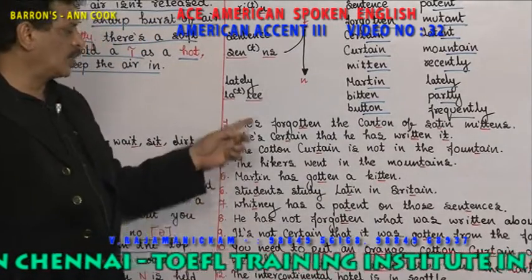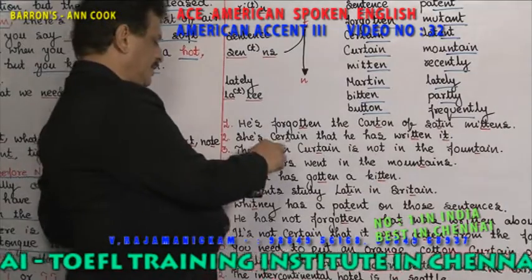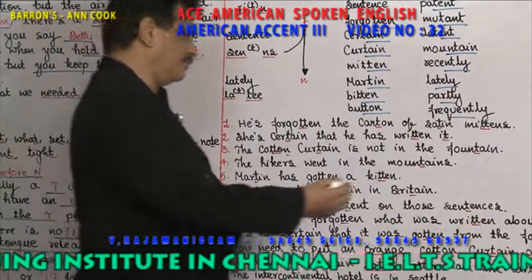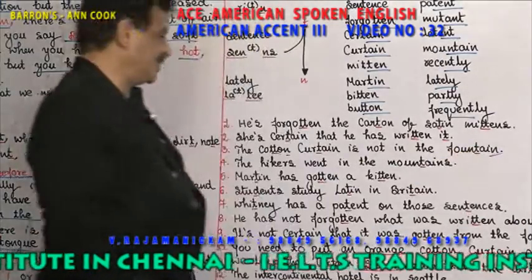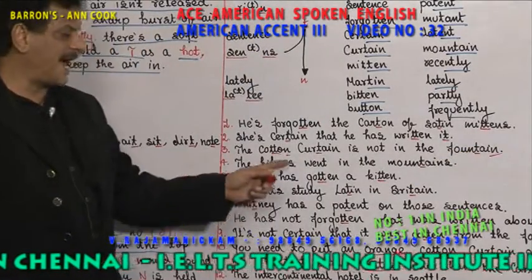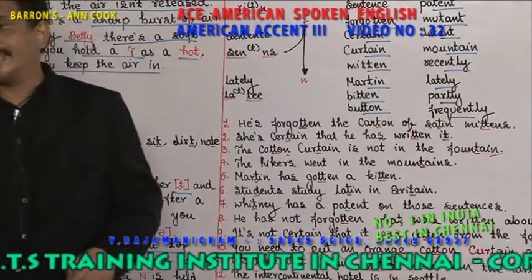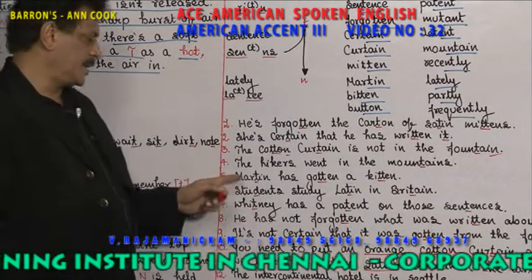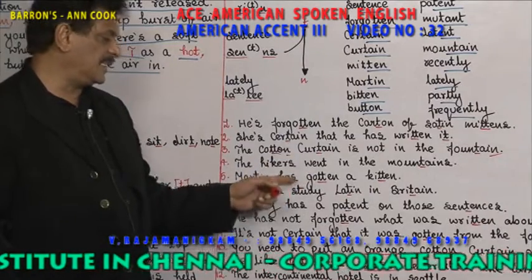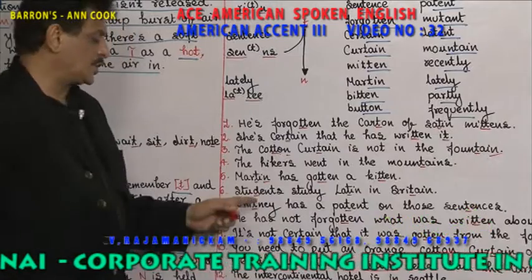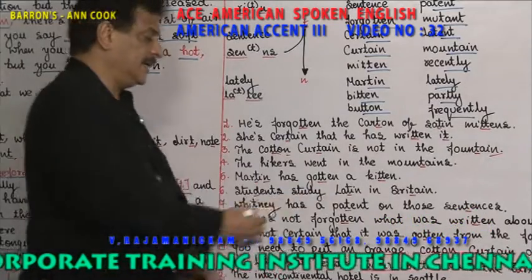Written. The cotton curtain. See, cotton. Cotton curtain is not in the fountain. Fountain. The hikers went in the mountains. You don't say "moun-tains". Martin has forgotten, or Martin has gotten a kitten. Students study Latin in Britain.